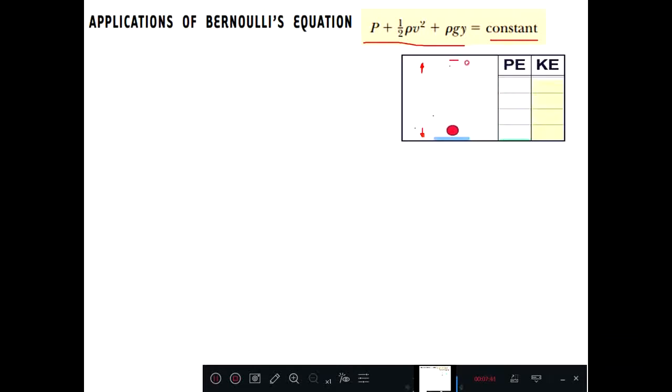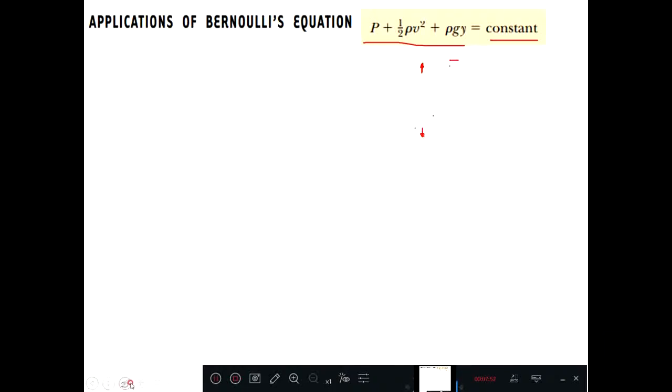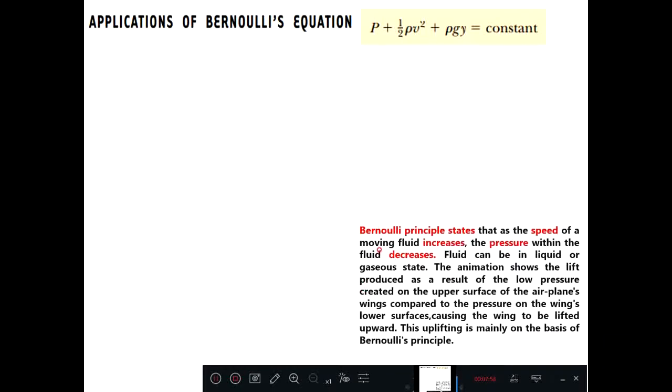So this example I have taken to make you understand the Bernoulli equation. Okay, so let us consider what Bernoulli's principle states. The Bernoulli principle states that as the speed of moving fluid increases, the pressure within the fluid decreases. So fluid can be in a liquid or a gaseous state.